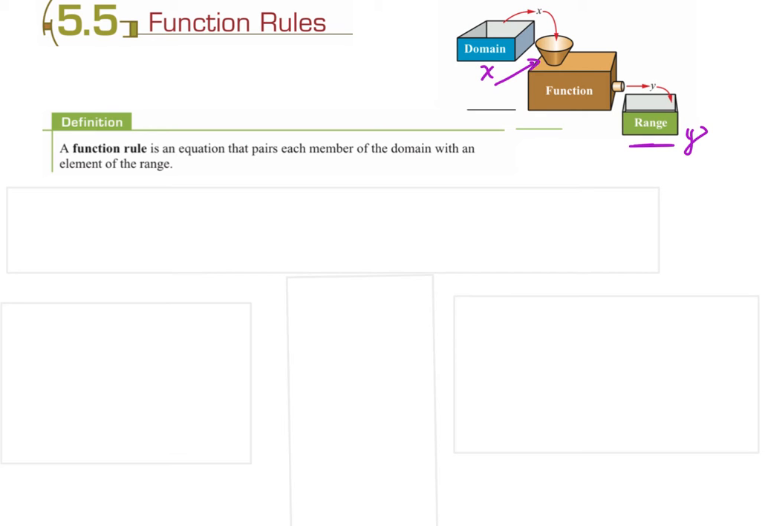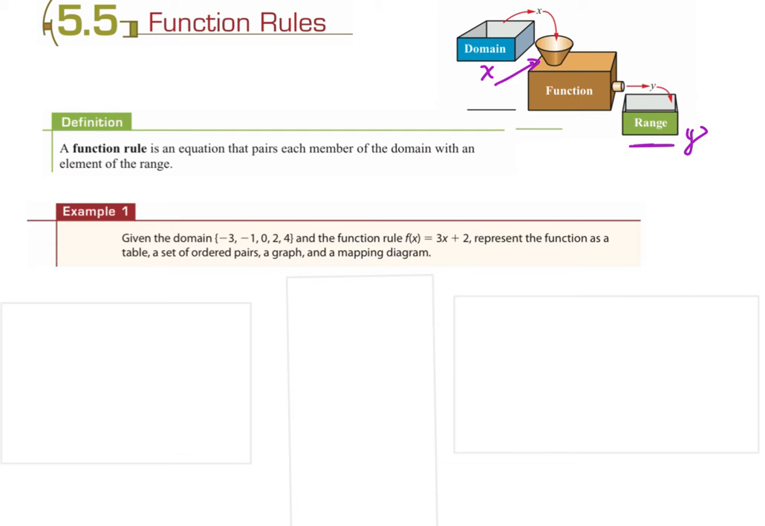A function rule is the equation that pairs the domain with the range, or that pairs the x with the y. These are function rules. Now you have seen them before, because a function rule is really just the equation itself. So if you look here, you see f of x equals 3x plus 2. This f of x is our function notation. This is the same thing as y. F of x and y are the same thing. It's just another way to write it. What you're saying is that this number that you get when you put the x in is a function of x.